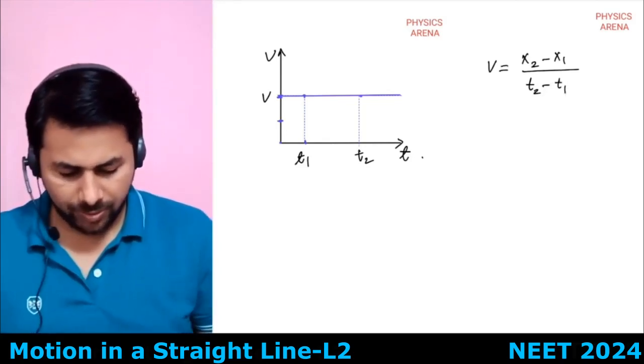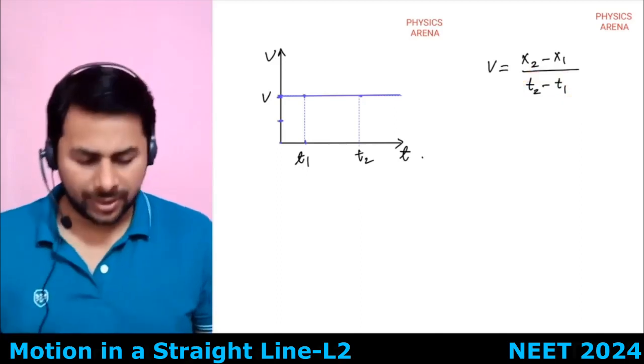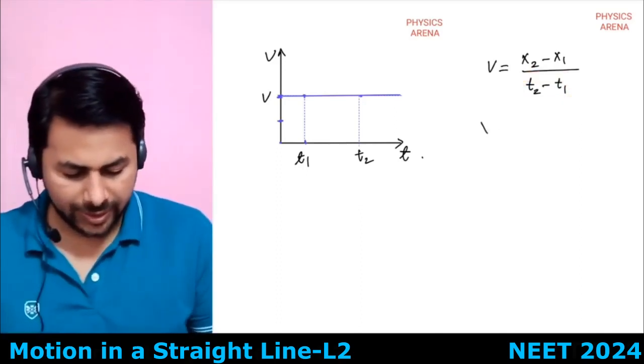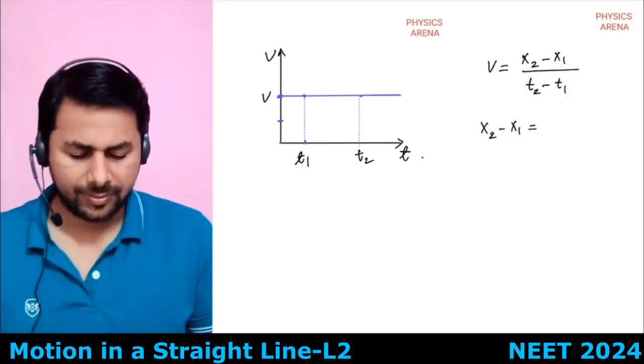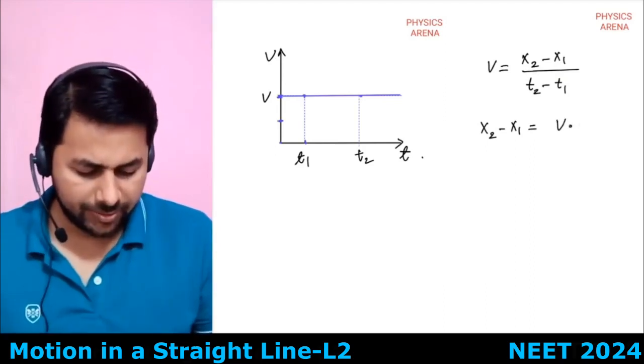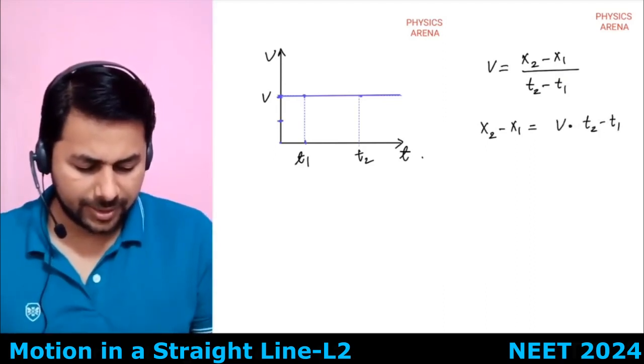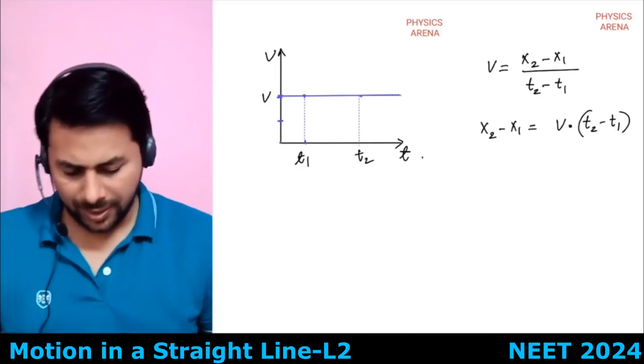Now if you move this t2 minus t1 to the other side, what do you get? You get x2 minus x1. So x2 minus x1 is just v multiplied by t2 minus t1, okay?